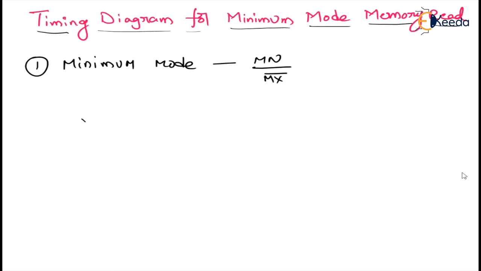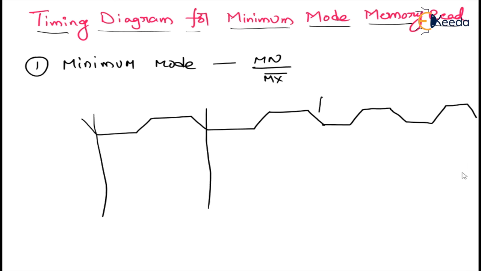If you understand, these are clock cycles 1, 2, 3, and 4. Let us consider these as T1, T2, T3 and T4, with a 33% on and 66% off duty cycle. We are using a 6 megahertz clock.